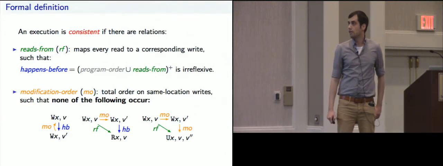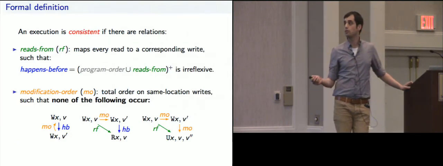So the formal definition of this memory model: an execution is consistent if you can find two relations. Reads-from: every read should be mapped to a corresponding write, such that happens before, which in our case, focusing on release acquire, is just the transitive closure of program order and the reads-from relation, is an irreflexive relation. And in addition, you should find this modification order. This should be a total order on all writes to the same location, such that none of these patterns occur. So modification order cannot contradict happens before. You cannot read an overwritten value. This was the case in the message passing. If you try to read zero, you don't fulfill this requirement.